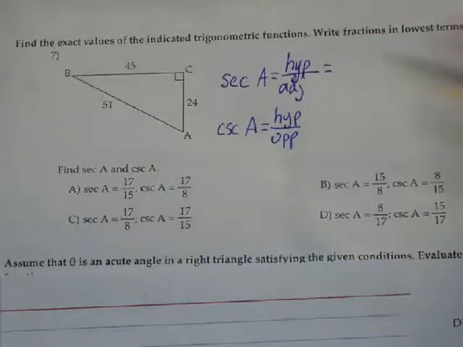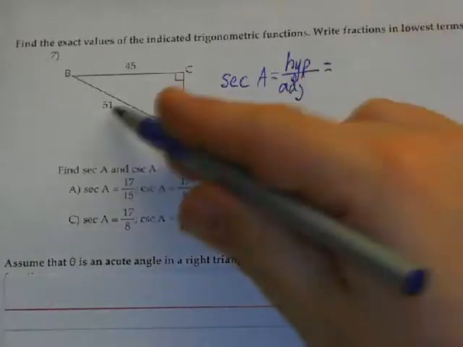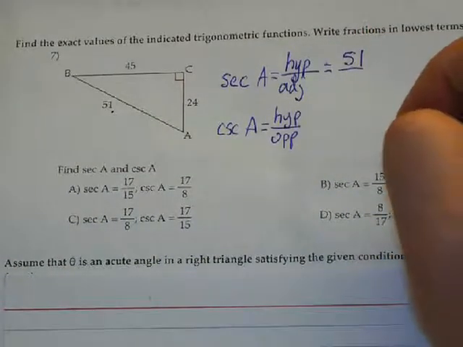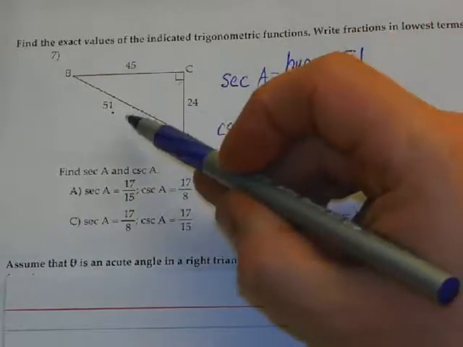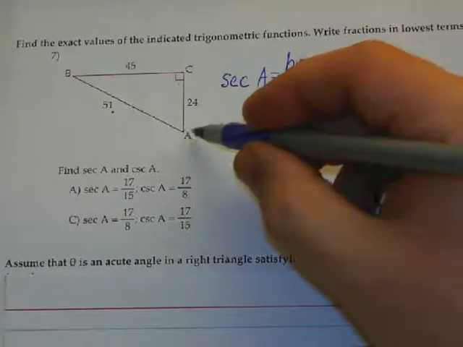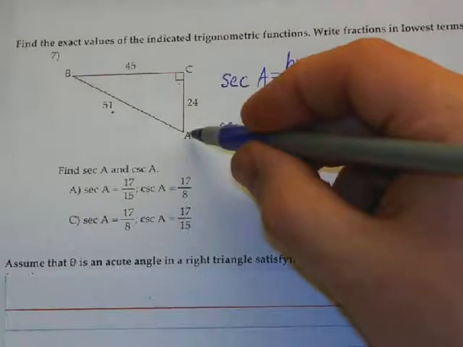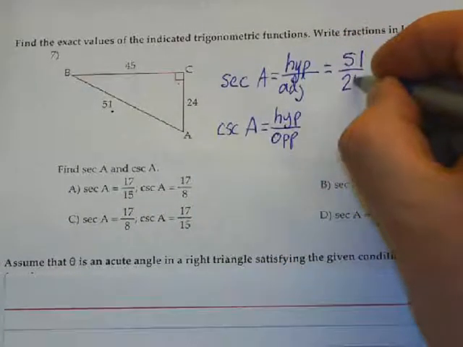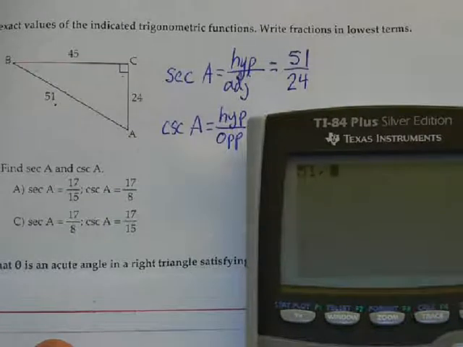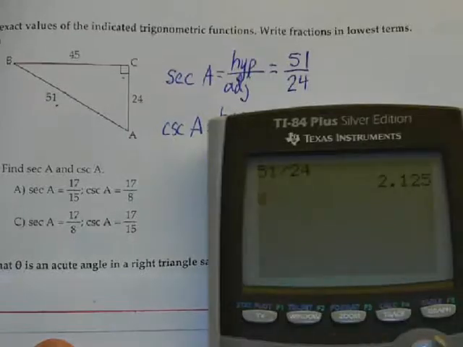For secant A, the hypotenuse is 51. Recall the hypotenuse is always the longest side of a right triangle. It's also the side opposite the right angle. And the side adjacent to angle A, remember adjacent means next to, is 24. Looking at the answers, you do not see 51 over 24. You can reduce it either with your mind or the calculator, and we get 17/8.